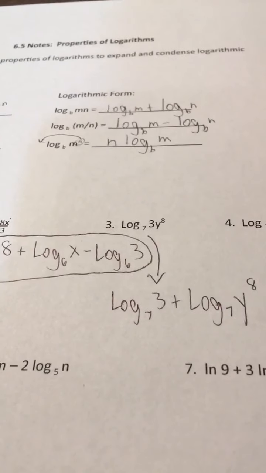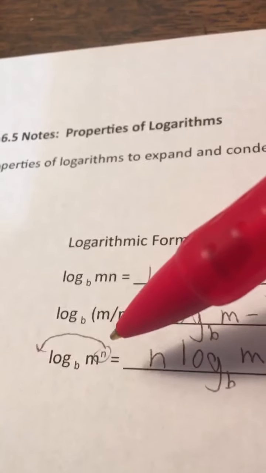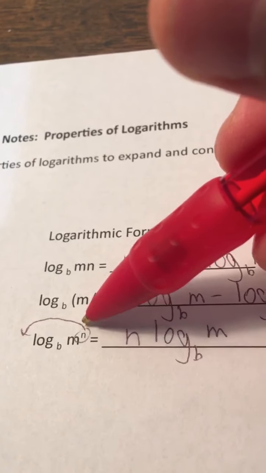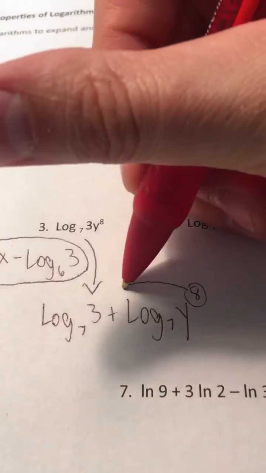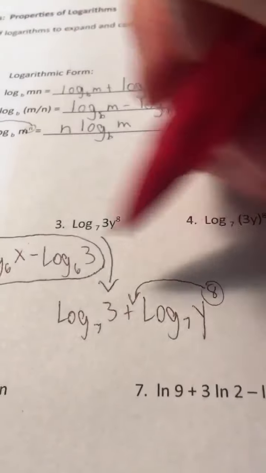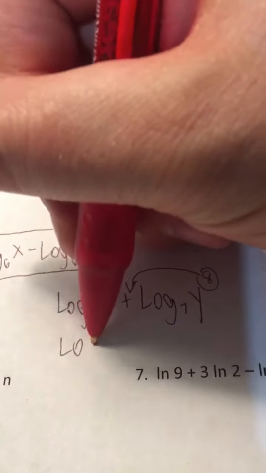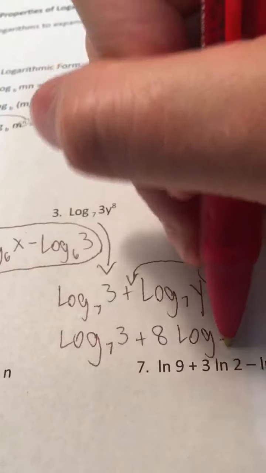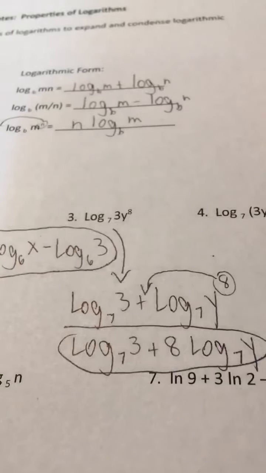Now, we're not done though, because you recall we had a power-to-power property right here. When you have an exponent inside of a log, something to some power, you notice you can move that exponent to where? To the front of that specific log. So I can take this 8 exponent and, based on that property, I can move it in front of this log. Not in front of the whole problem, in front of that last log. So my answer, I would say log base 7 of 3 plus 8 log base 7 of y. That's my answer for number 3.